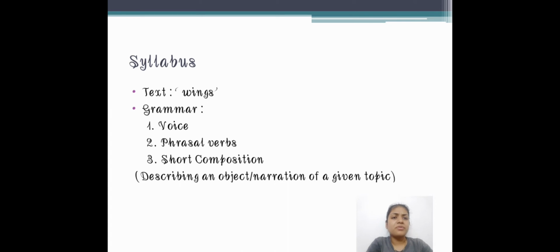The second one is phrasal verbs. Phrasal verbs, we will discuss later, as in the syllabus we have some phrasal verbs given in it, and we will discuss them there only.